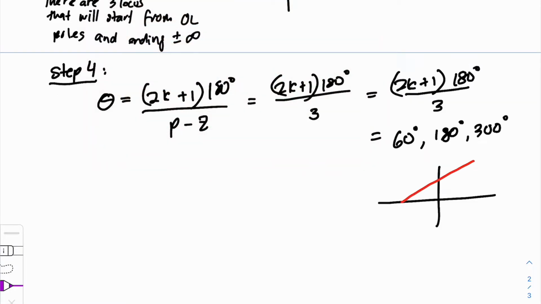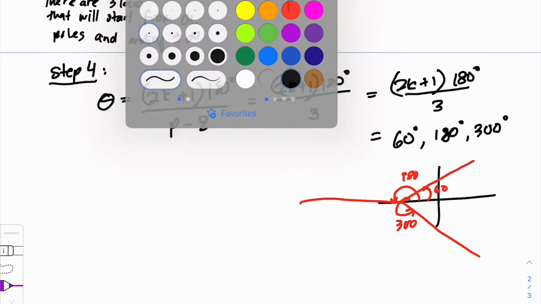Okay, the moment you have found the angle of asymptote, you need to sketch them. The angle will be calculated from horizontal counterclockwise, so that will be 60, that will be 180, and the other one is 300 degrees. Okay, this is just a sketch, but in your case, you need to use your protractor to find out later on. Then the next step is we want to find out where to place this asymptote.